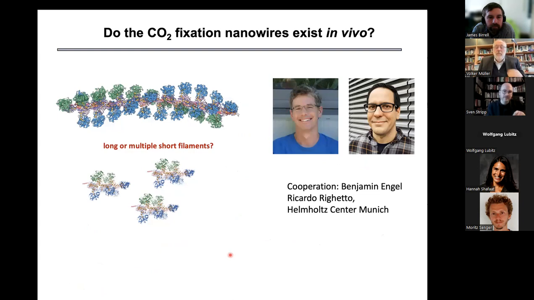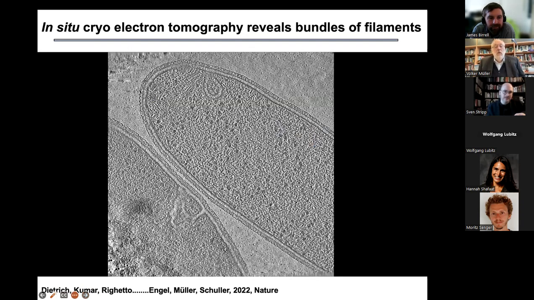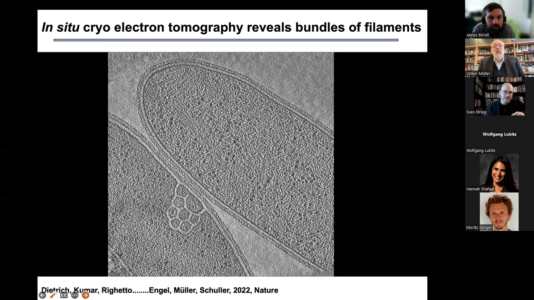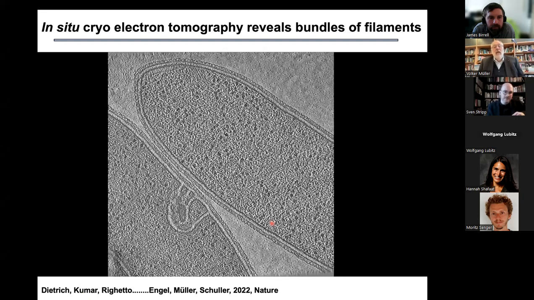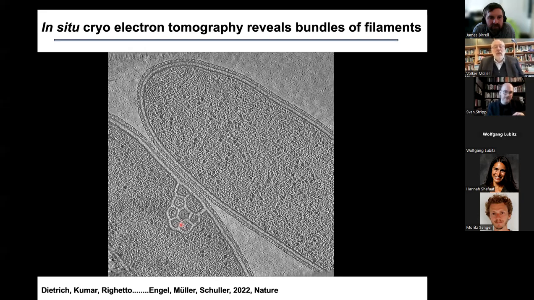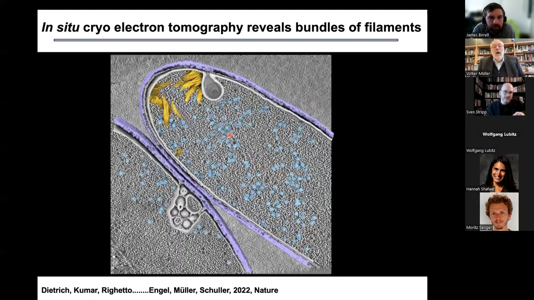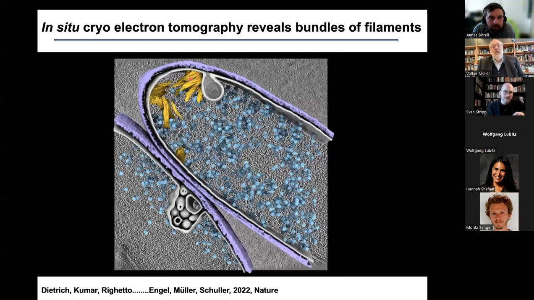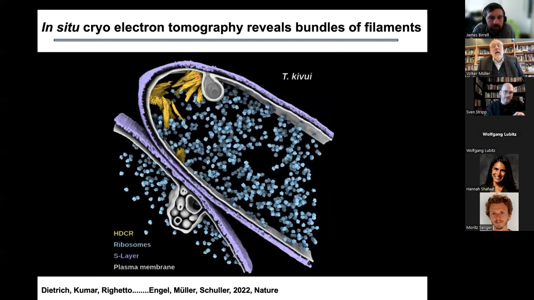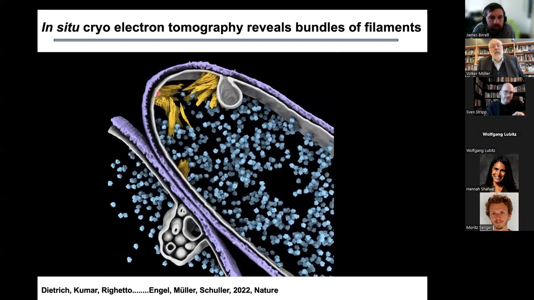So we teamed up with Ben Engel and his team, formerly in Munich, now in Basel, and they did cryo-electron tomography on the system, which I'm showing you now. Now you see a view inside the cells. This is the Thermoanaerobacter kivui cell. We see invaginations that we had not seen before. And now you see in blue the ribosomes, and in yellow the H2ase enzyme. The H2ase enzyme seems to originate from the cytoplasmic membrane that you can see here.